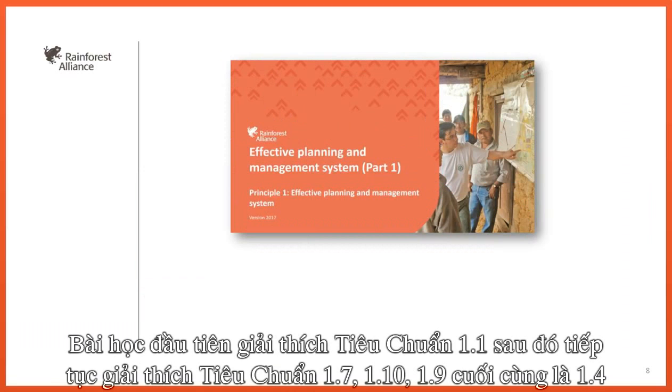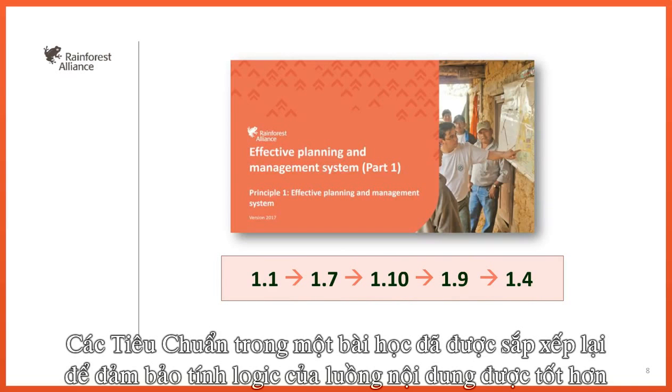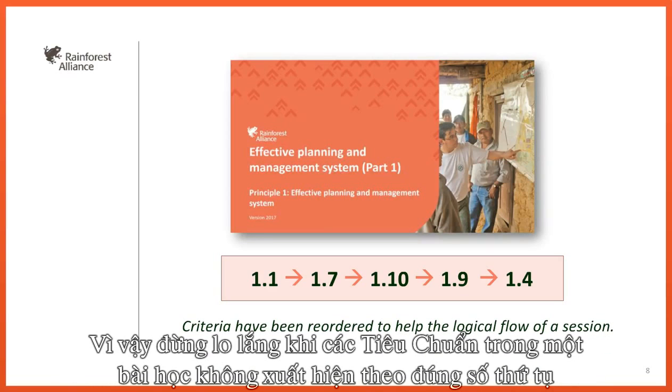The first session explains 1.1, then continues to explain 1.7, 1.10, 1.9, then finally 1.4. The criteria within one session have been reordered in a way that the logic of the content flows better. So please do not worry that the criteria in a session do not appear in chronological order.